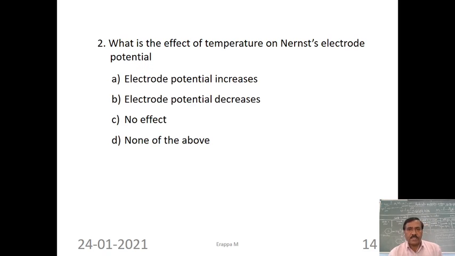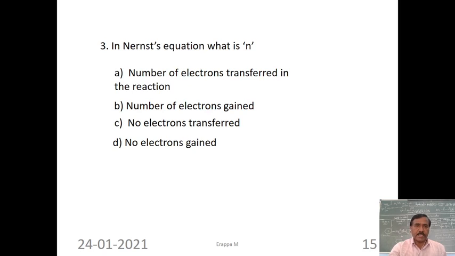Second question, what is the effect of temperature on the Nernst electrode potential? There are 4 answers given. A is electrode potential increases, B is electrode potential decreases, C is no effect, D is none of the above. The answer is A. Electrode potential increases when temperature increases.